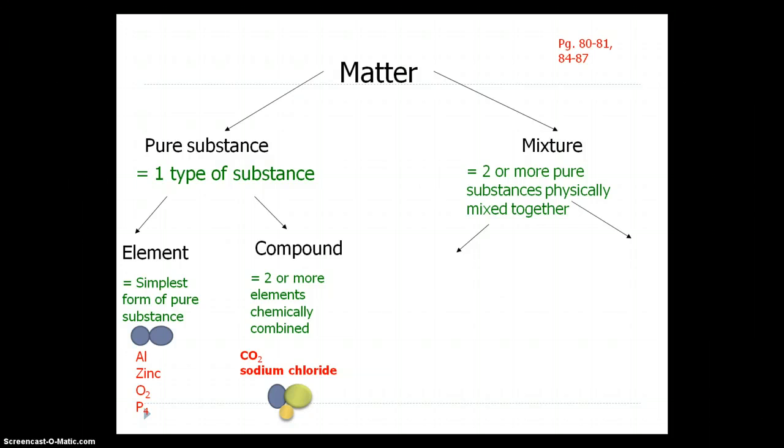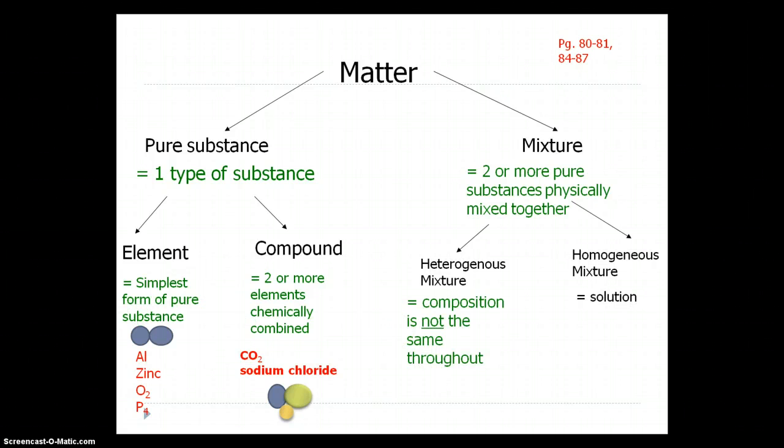Those are 2 or more pure substances physically mixed together. I can see I've got 2 types of these also, heterogeneous versus homogeneous. That word homogeneous mixtures are also the same as solution, so you can use those terms interchangeably. Let's go on the heterogeneous side first. Heterogeneous mixtures, composition is not the same throughout. That word composition is basically how does it look? It doesn't look the same throughout.